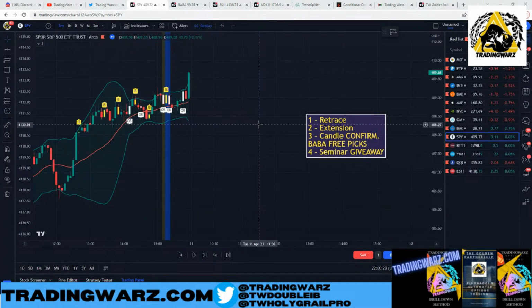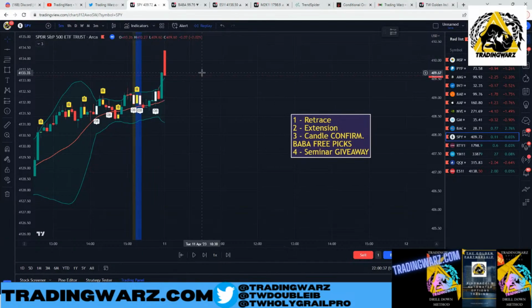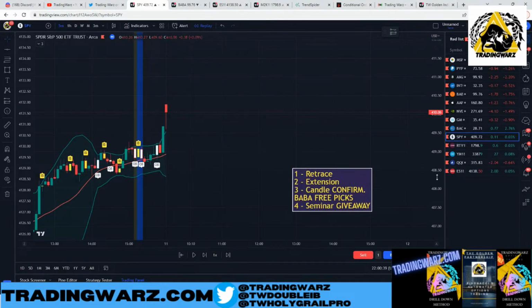Okay, so what we're looking at today, guys, is two important concepts. One is called the retracement, one is called the extension. The other thing I want to talk about is candlestick confirmation. So here is the first 5-minute bar of the day.